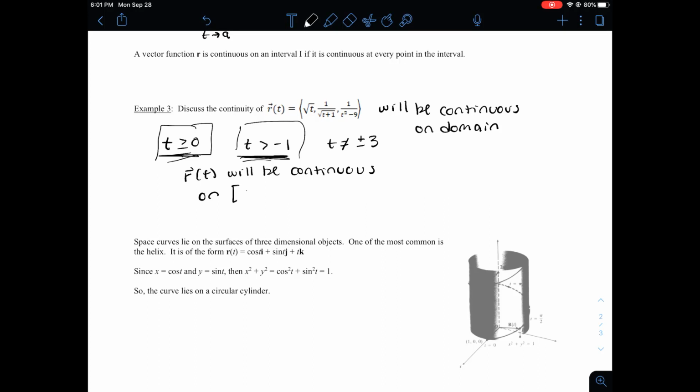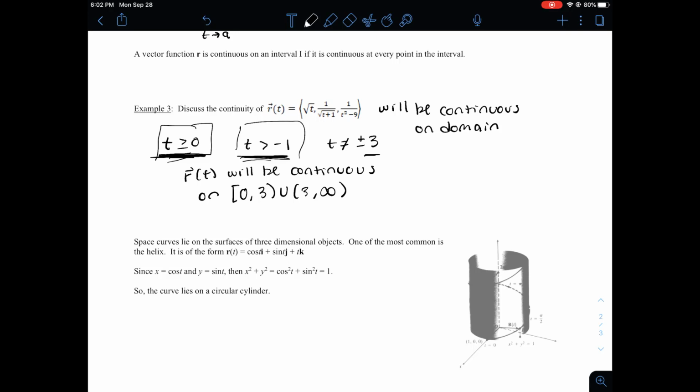So we're going to start at 0 and go up to 3, and then skip over 3 and go to infinity. Also, we didn't have to worry about -3 because this restriction took care of the fact that we can't have any negative t values. That's what it means to find the intersection of the domains.